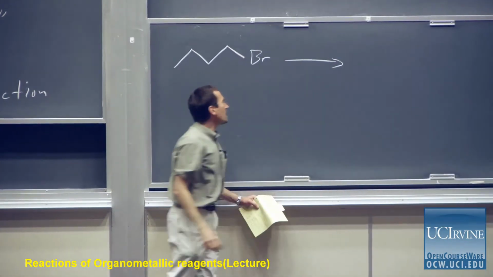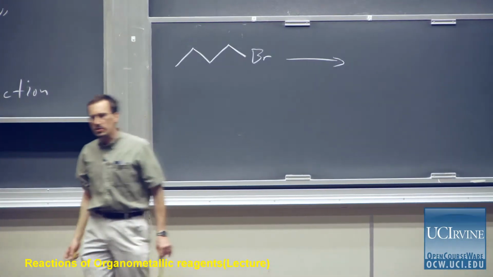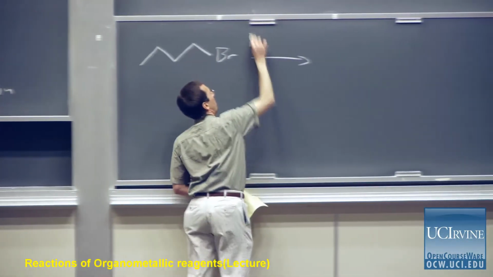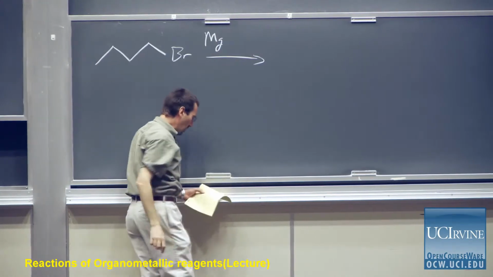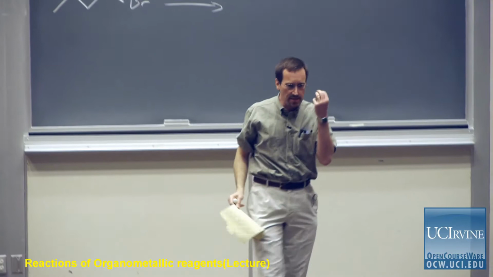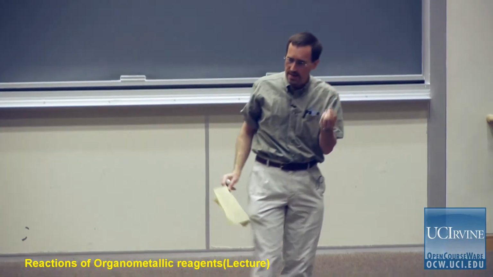Anyway, if we take an alkyl halide such as butyl bromide, and we treat it with magnesium metal, if you've done one of these reactions in the laboratory, you'll have seen your magnesium metal is kind of bright and shiny and lightweight.